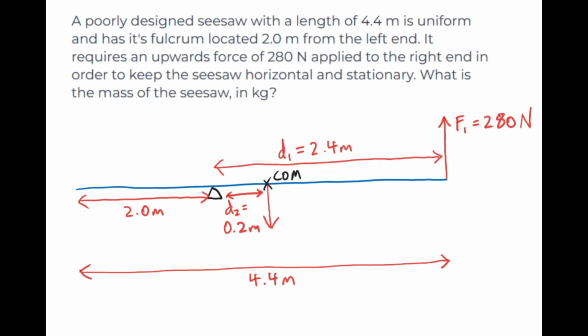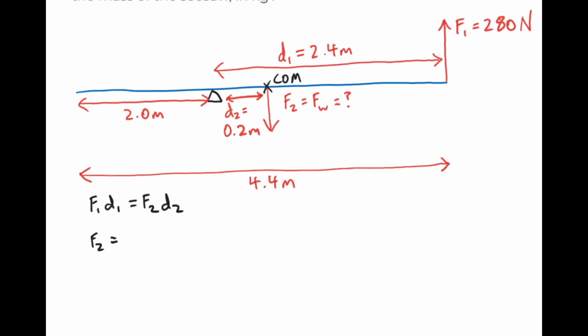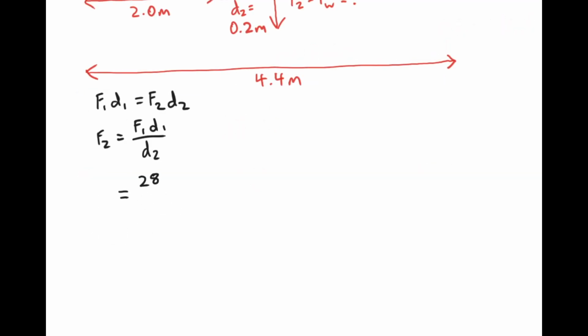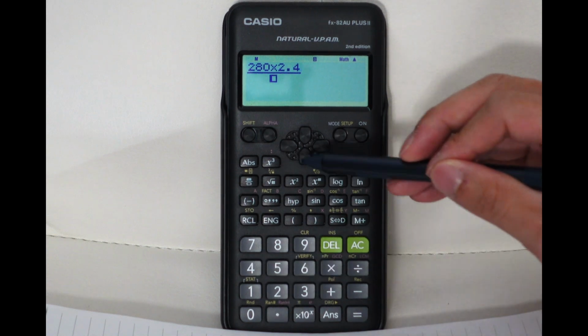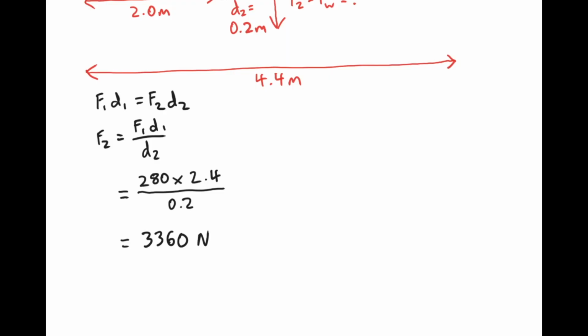Remember that we always want our distances from the fulcrum when doing torque problems. So d2 will be 0.2 meters. The weight force of the seesaw will act through this point, and we need to find the magnitude of this force. So F2 equals question mark in newtons. Let's use the torque equation and rearrange it for F2. F2 equals F1d1 over d2. If we put in the numbers, then 280 times 2.4 over 0.2. Let's put this into the calculator, and we get an answer of 3,360 newtons.